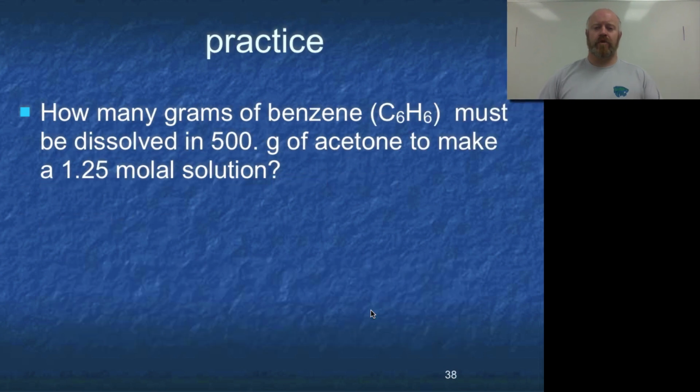We're going to do a quick practice problem just to make sure that we're comfortable with molality and that we can actually solve and calculate things with molality. So here's our practice problem. How many grams of benzene must be dissolved in 500 grams of acetone to make a 1.25 molal solution? Go ahead and pause the video now. Try the practice problem using that equation and a little stoichiometry, and then we'll come back and I'll do the example for you.